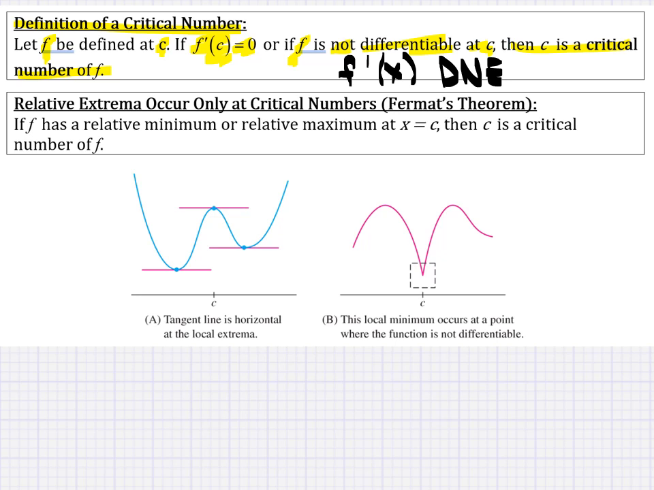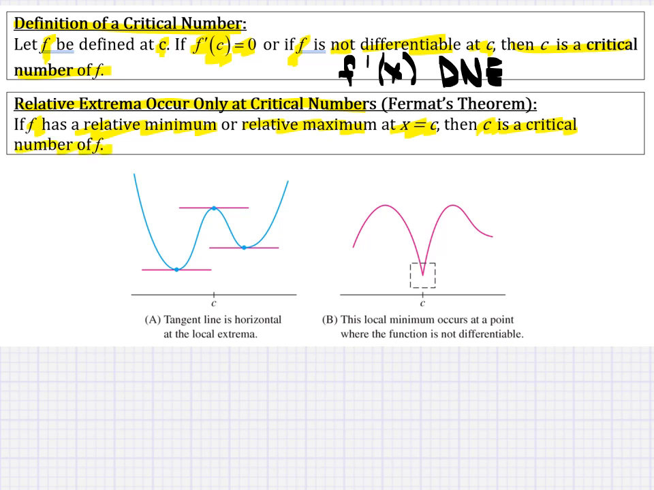Okay. Then we have this theorem, which we call Fermat's theorem. The name of the theorem is not as important as the theorem itself. It talks about the idea of relative extrema and critical numbers. And it says if f is to have a relative minimum or maximum at a particular location x equals c, then c is a critical number of f.